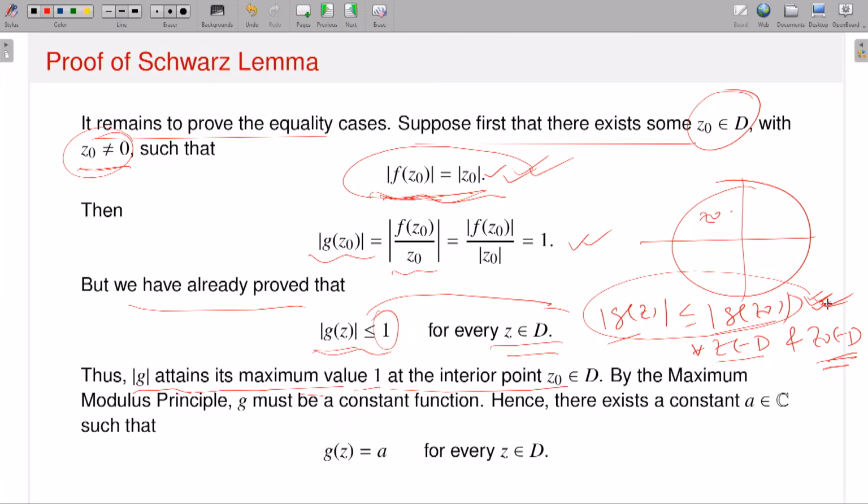When this will happen, you have only one choice: that g is constant. So that's what I am saying. Therefore, by the maximum modulus principle, or maximum modulus theorem, g has to be a constant function. So therefore there exists a constant c such that g(z) is equal to a, and this is true for all z in D, right? So I think it is clear, right?